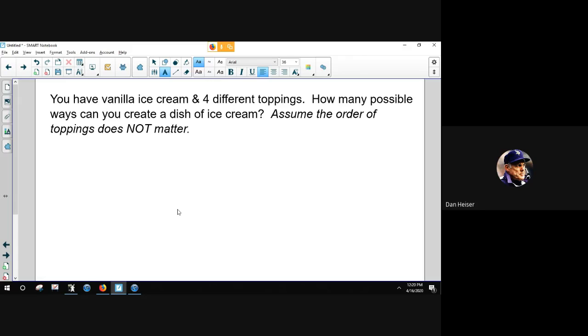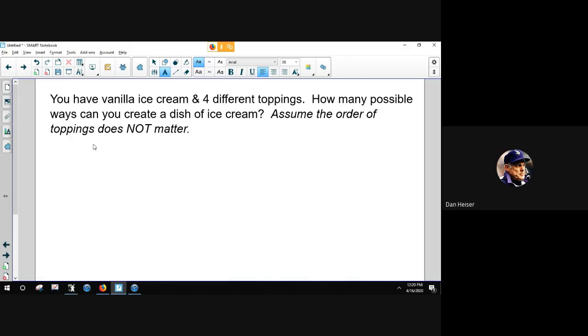I'm going to look at a couple more counting examples for this section. Here we have a problem near and dear to my heart, ice cream. And we have 4 different toppings available. We're looking at the number of ways we can create a dish of ice cream, and we're assuming the order of toppings does not matter. Whatever you believe, in this problem, order does not matter. It does not matter if the chocolate goes before the butterscotch or the butterscotch goes before the chocolate. Doesn't matter.